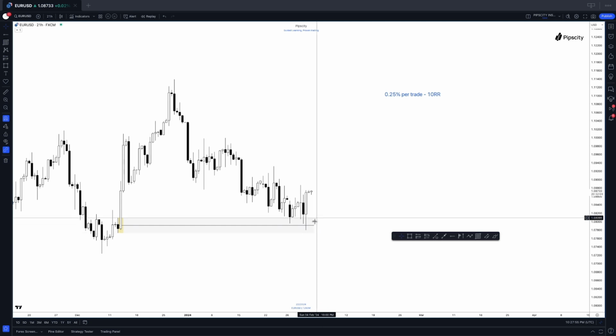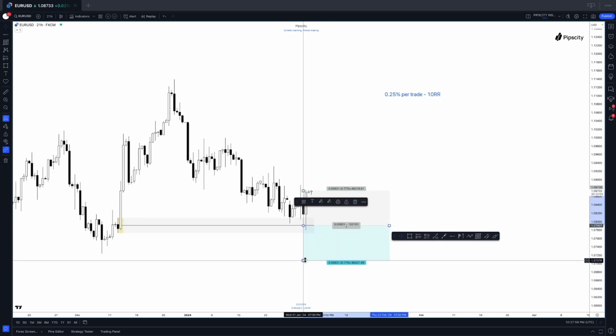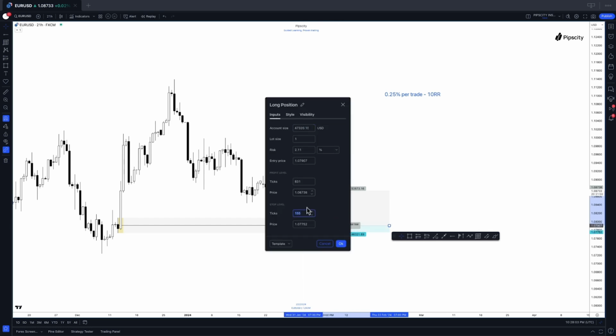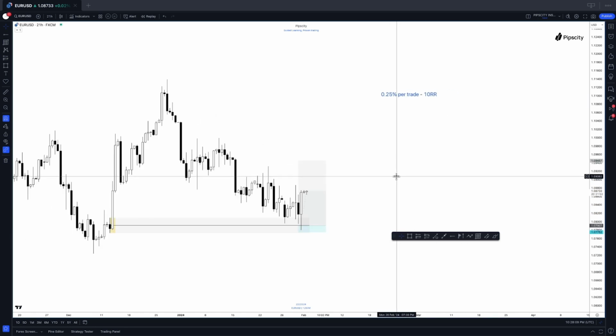Okay, second position will be at this level. I'm interested in looking for buys at the level here, 0.25% also 10R. That's 155 pips. All right, so this is what we have. And you see how the market mitigates and then starts pushing back to the upside.